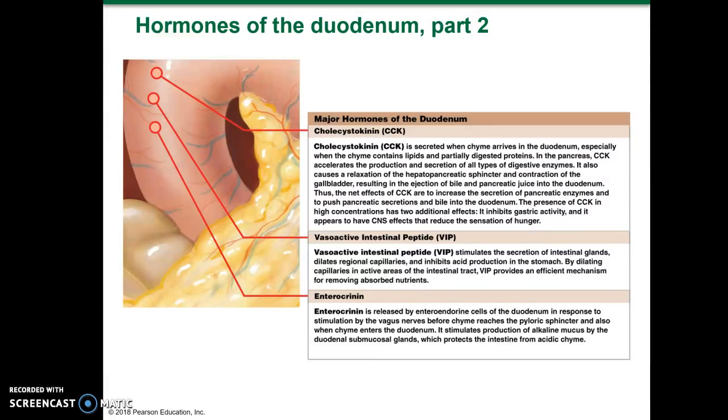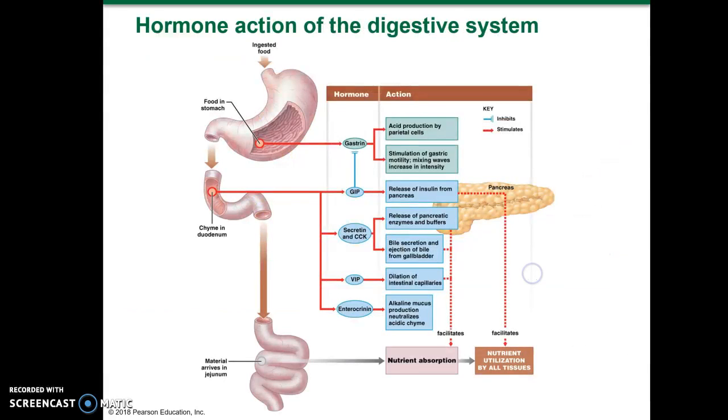And enterocrinin is released by the enteroendocrine cells of the duodenum in response to stimulation by the vagus nerves before chyme reaches the pyloric sphincter, and also when the chyme enters the duodenum. It stimulates production of alkaline mucus by the duodenal submucosal glands, which protect the intestine from acidic chyme. So this graphic shows those different hormones and where they're being released and where they're having their effects.